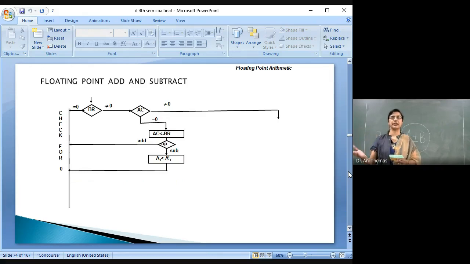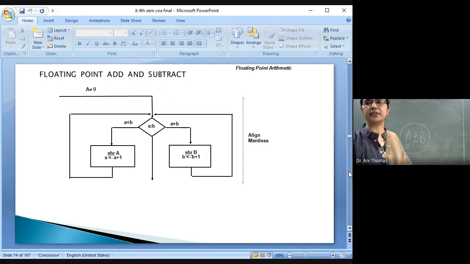Now we further go into alignment of the mantissas if both A and B are not 0. We have checked A and B to be zeros. If they are not 0, then we come to this step, aligning the mantissas. As I have told you, suppose our number is 0.6 into 10 to the power 3 and 0.2 into 10 to the power 5. We have named them A and B.